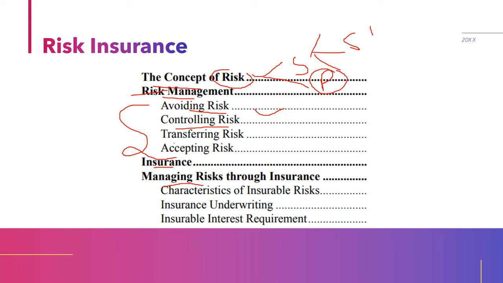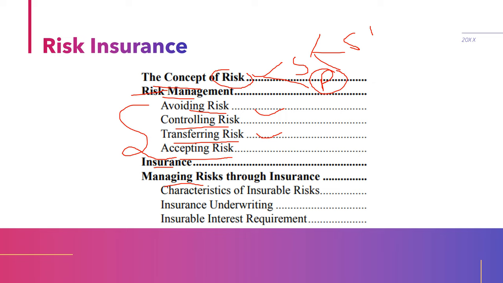And the third one is transferring the risk. This is the liability, we can say that this is the risk that we can cover through insurance. It means we are transferring our liability to the insurance company. It means we are transferring our risk. Next one is accepting the risk. If you're not taking any action on the risk, we are accepting that particular risk. We are not avoiding the risk, not controlling the risk, and not transferring the risk to the insurance company, then it is an example of accepting the risk.